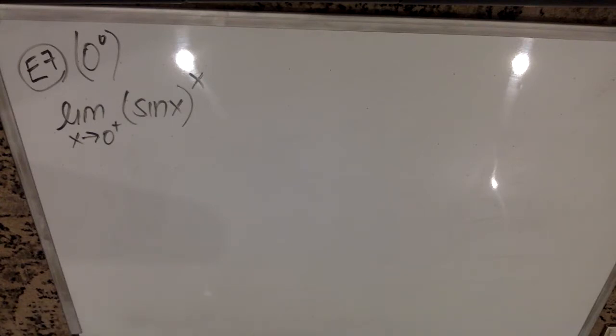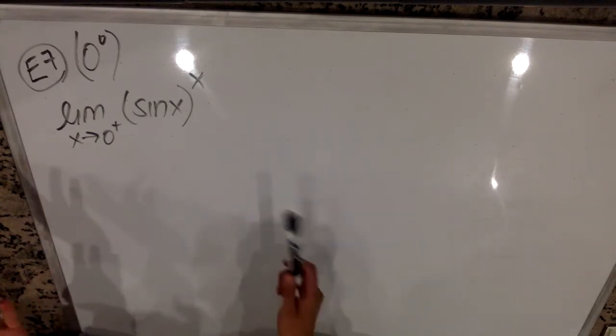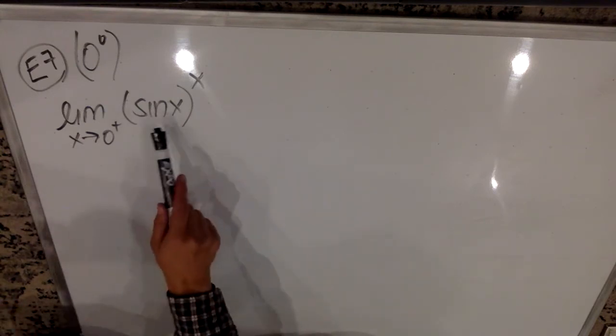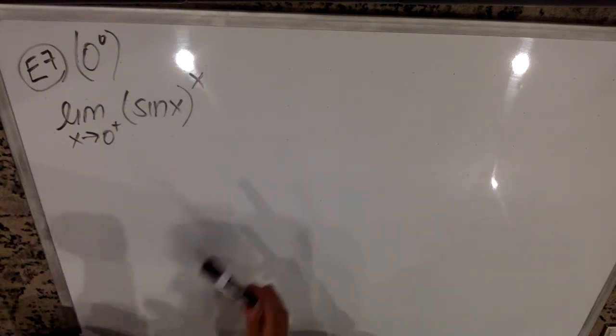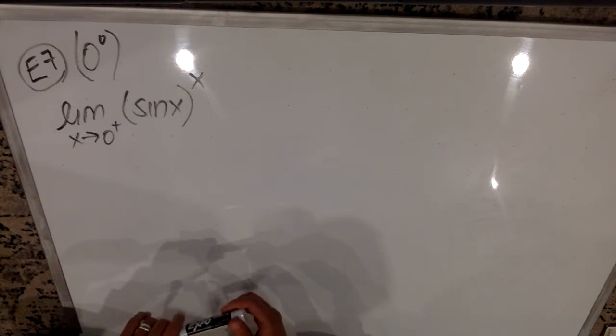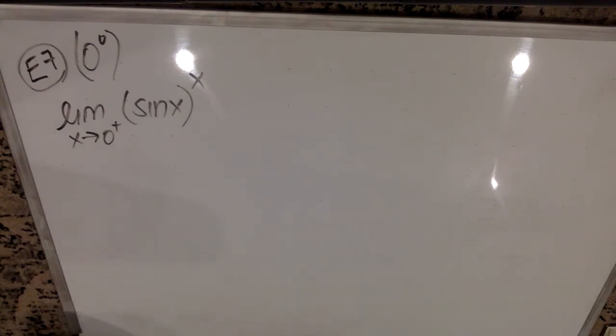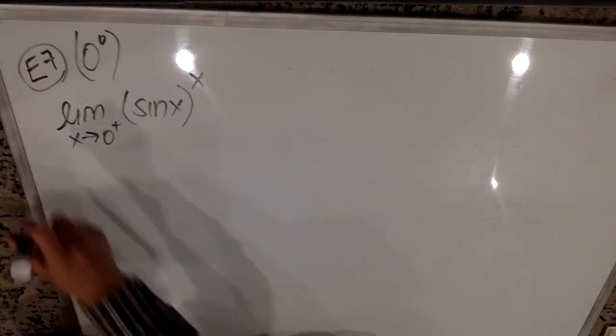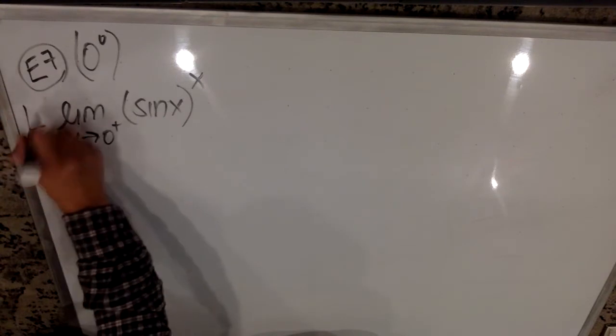So let's do a 0 to the 0. If we were to plug into this, we'd get sine of 0, which is 0, raised to the 0 power, and 0 to the 0 is one of those indeterminate forms. So just like we saw with the 1 to the infinity, the only way to deal with this problem is using that property of natural log.